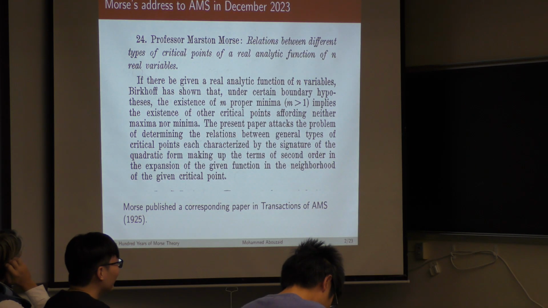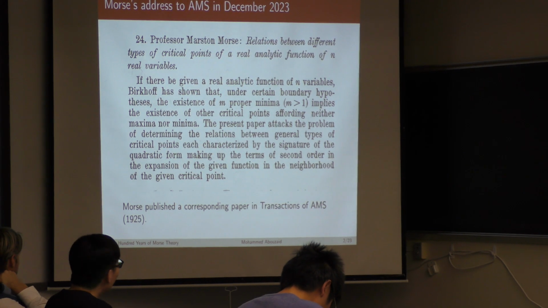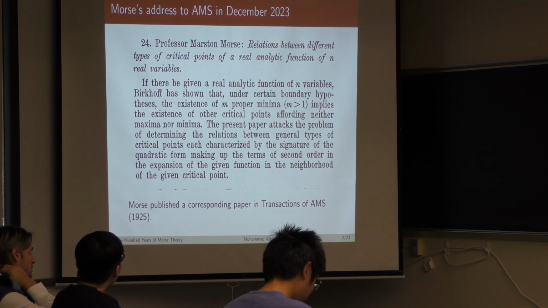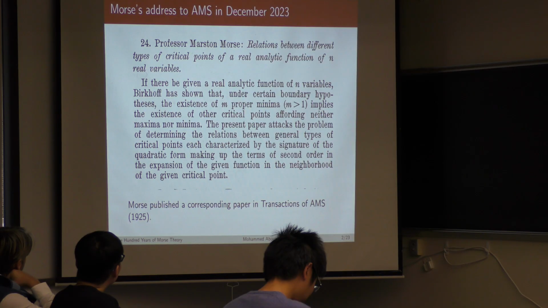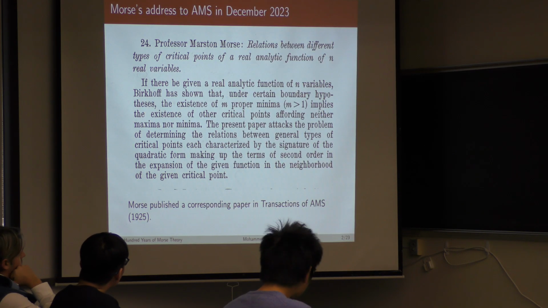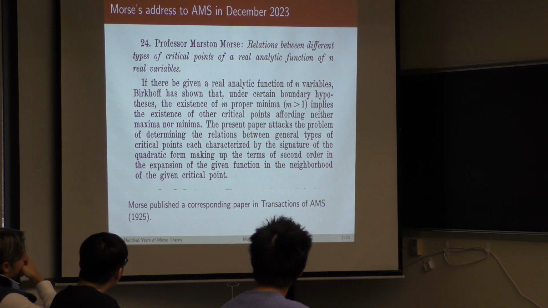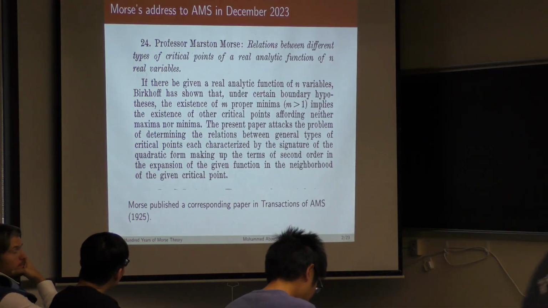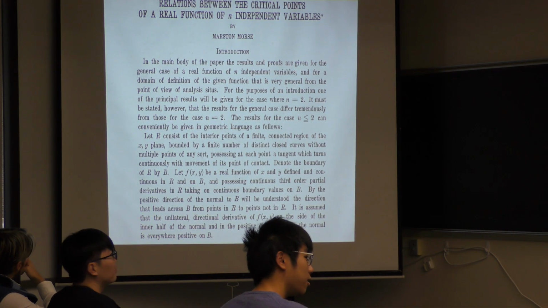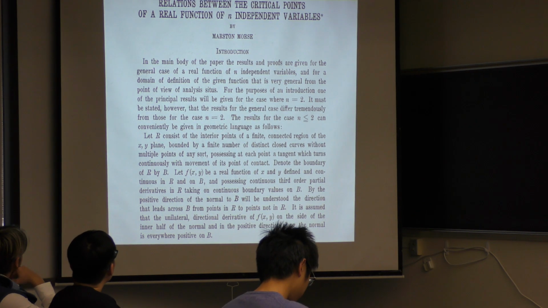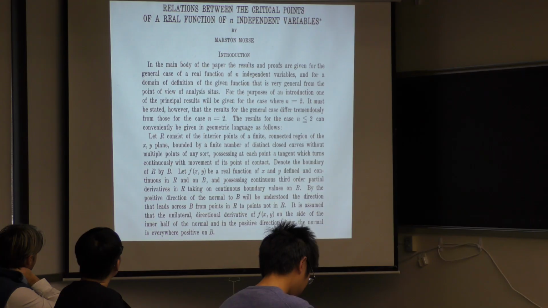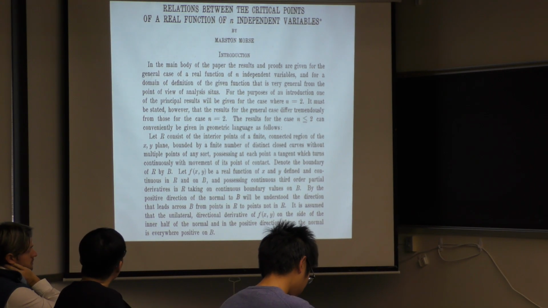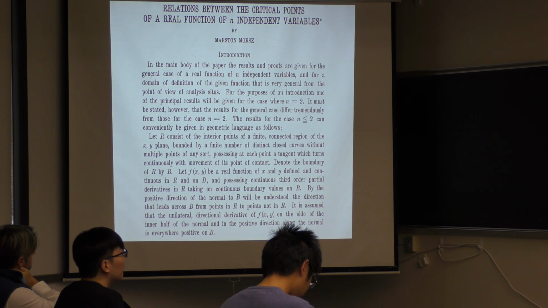So anyway, if you have a function with too many minima, then there have to be extra critical points. And then Morse started building a theory around this. The paper didn't come out until 1925, so I'm going to say 2025 again. And this is the paper, on the relation to the critical points of a real function of n independent variables. It's actually very interesting because already in this paper, he realizes that you don't really need real analyticity anymore.